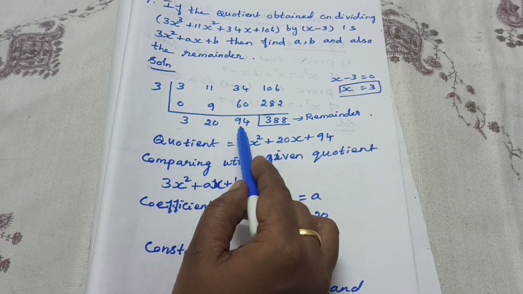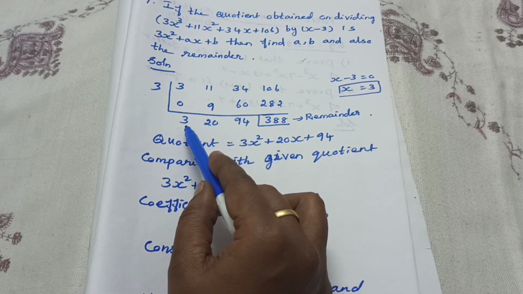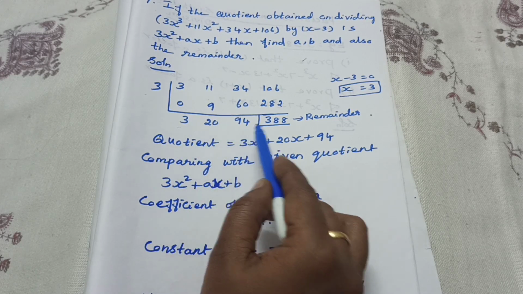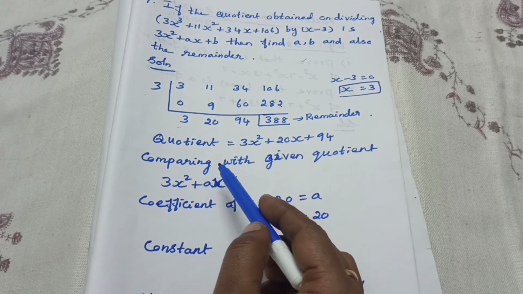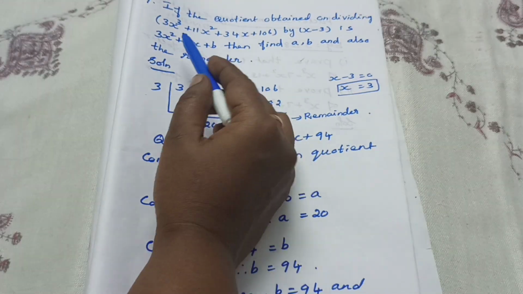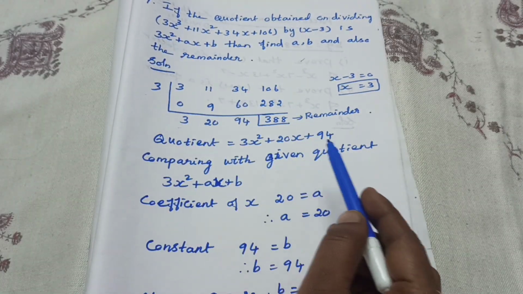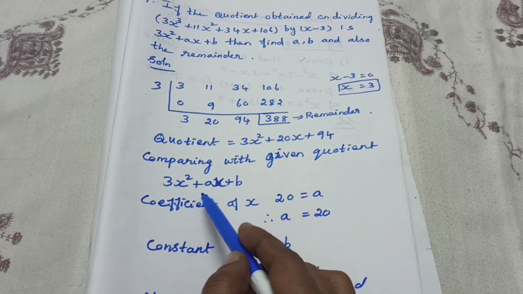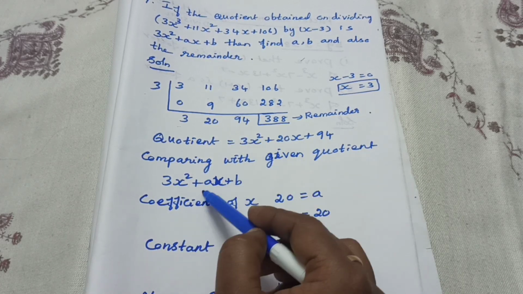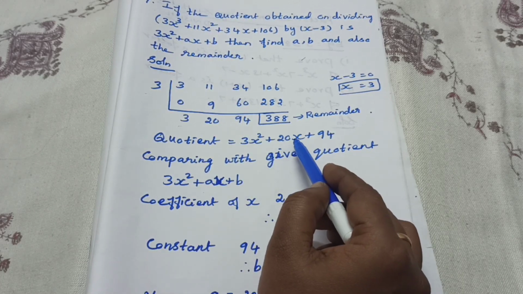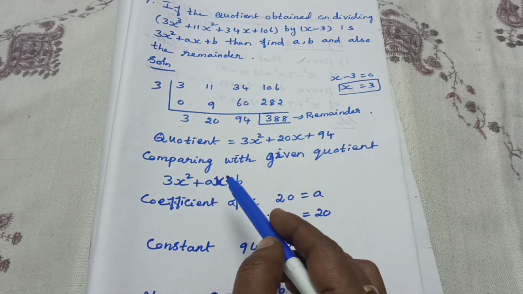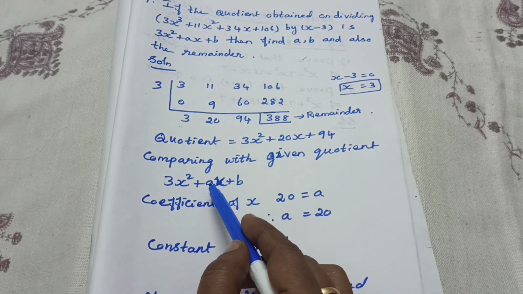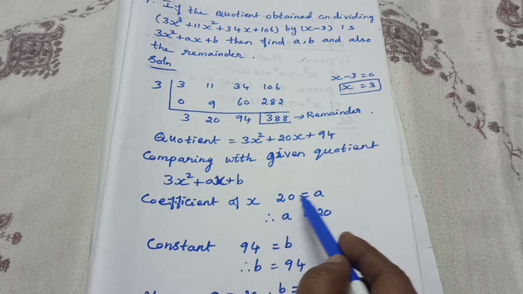Then remaining quotient. Quotient is equal to 3x square plus 20x plus 94. This one we compare with the given quotient, 3x square plus ax plus b. These two quotients we compare. Here x coefficient is what? 20. Here x coefficient is a. Therefore 20 equal to a.